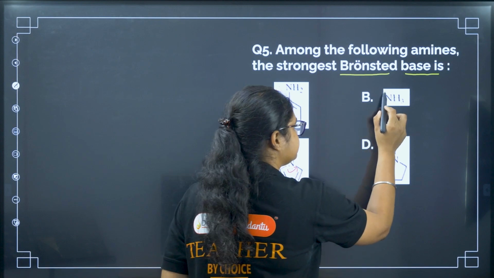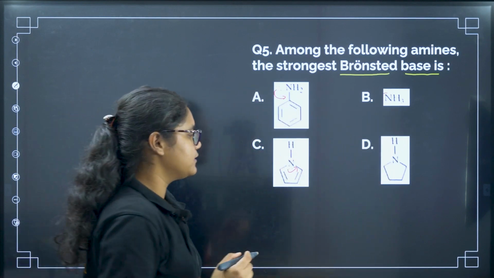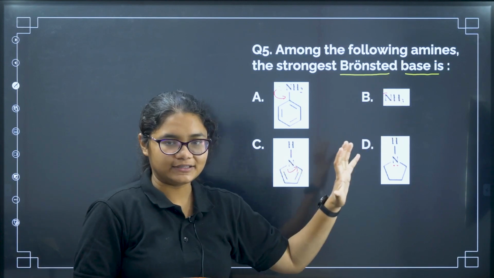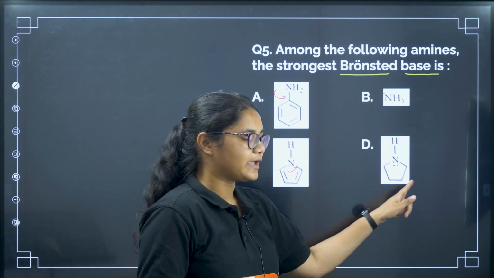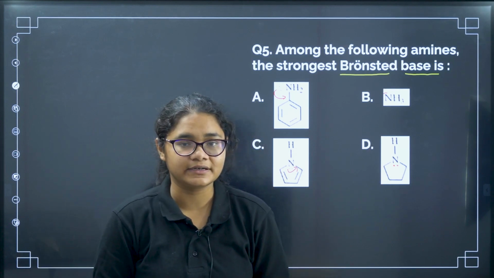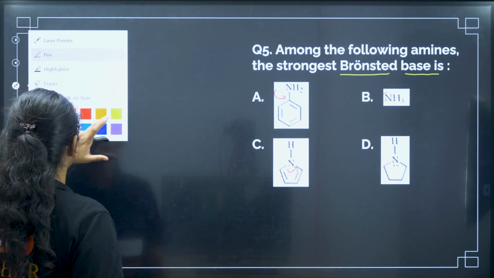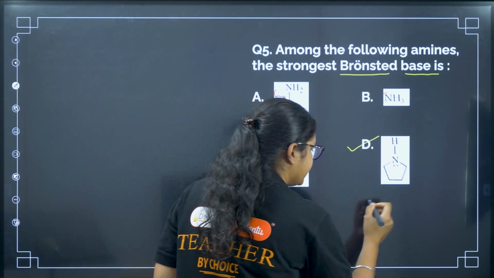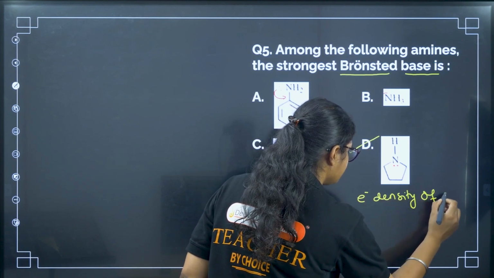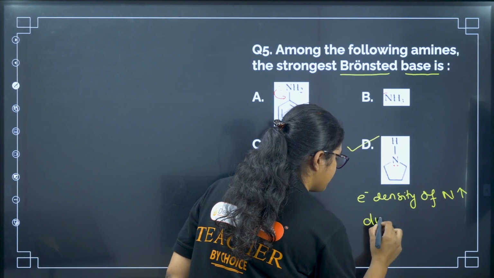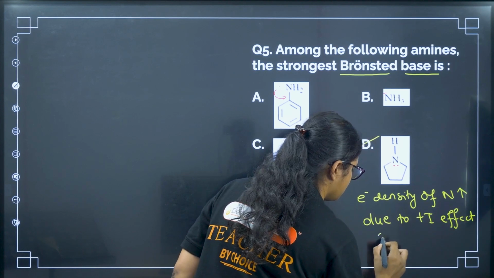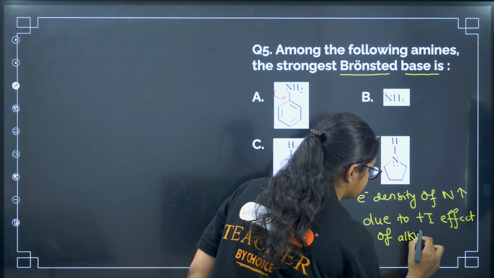Now, if you see here N, this lone pair is available for donation, and this lone pair is also available for donation. But here the side groups are H, which don't have any effect, whereas here there are alkyl groups which have a plus I effect and increase the electron density, as a result of which the basicity will increase. So the correct answer for this question will be option number D. The reason is that the electron density on nitrogen increases due to the plus I effect of alkyl groups.